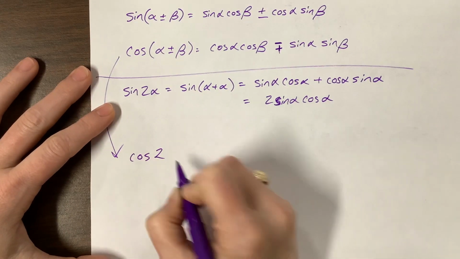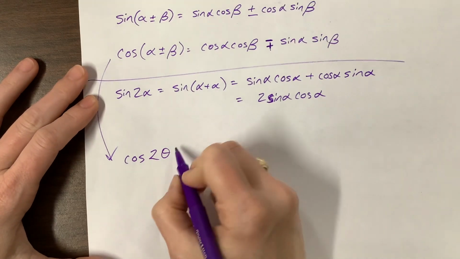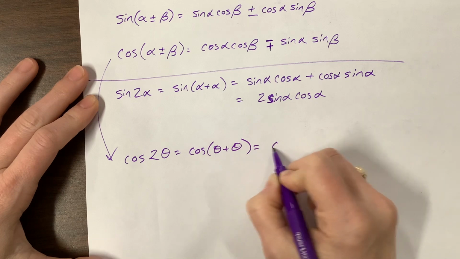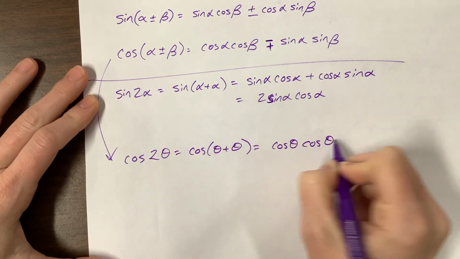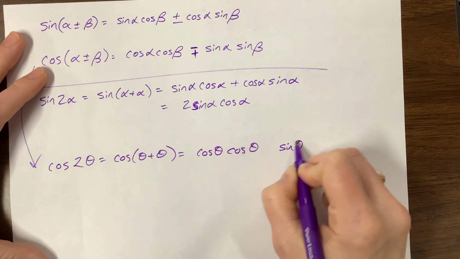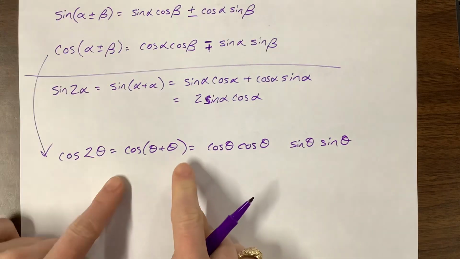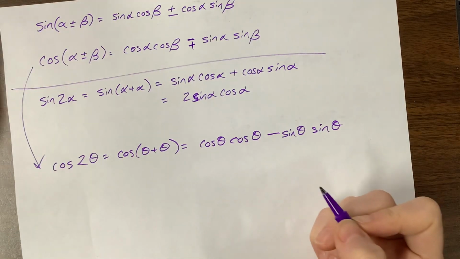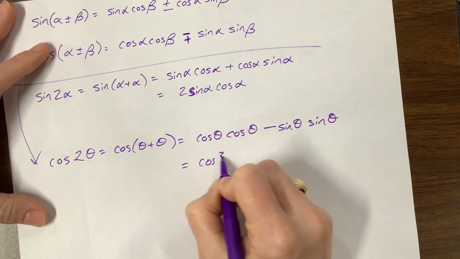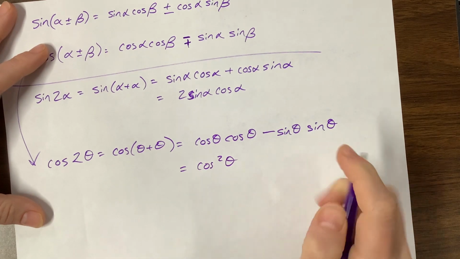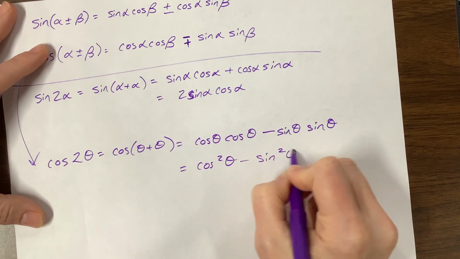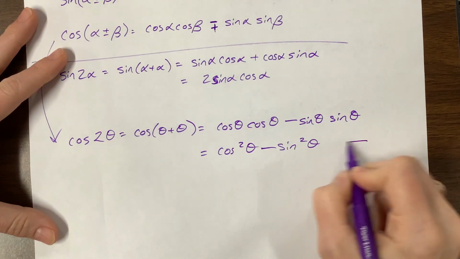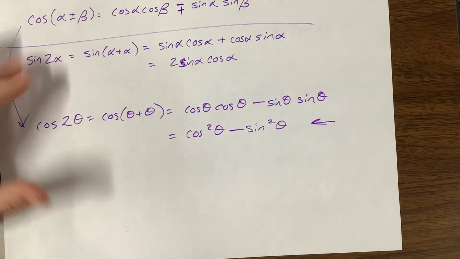Okay, the other one with cosine. This is cosine of 2 theta, let's use theta, I like that better. So this is cosine of theta plus theta, which is equal to cosine, cosine, sine, sine, with the opposite sign between them. And so cosine times cosine is cosine squared, and sine times sine is sine squared. So that's where that identity comes from. But we can manipulate this one. This is one version of the identity, and there are 2 others that are very helpful.